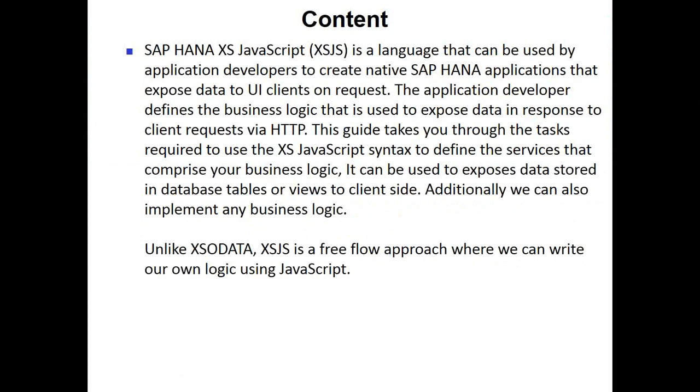HANA XSJS, HANA XS JavaScript. XS means extended services. It is a language that can be used by application developers. It is native HANA development. As we already discussed, there are two types of development: native HANA development and application level development. If you talk about OData services, we are getting the data from the database, but we are developing SEGW OData services at the application server level.